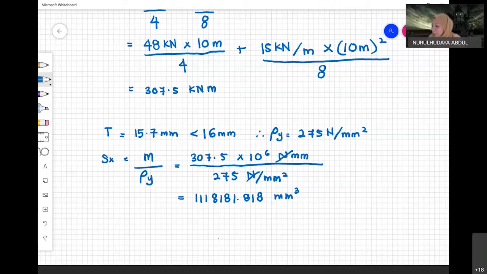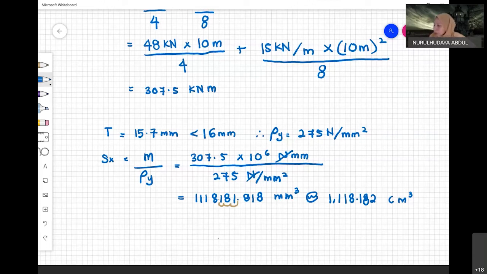So millimeter cube, and what we need to do is convert it into centimeter cube, which means we must divide by 1000, because 1 cm equals 10 mm. Cubed, it becomes 10 to the power 3. 1, 2, 3. So here I get 1118.181, 1118.182. And then what we do is go back to check our section.